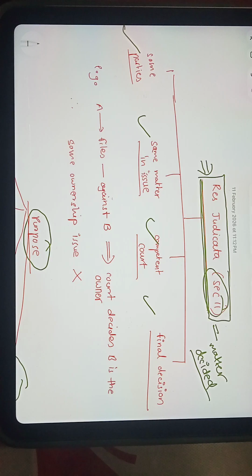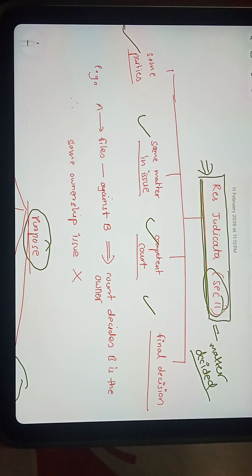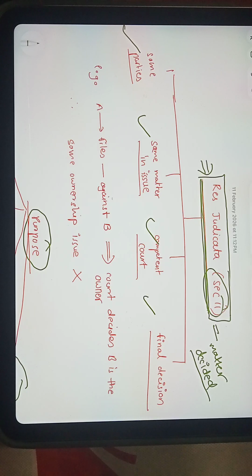Third, the decision given in the previous suit should be decided by a competent court. It simply means the court should have the legal authority to decide the matter. It should have that particular jurisdiction to decide the matter. And fourth, which is very important, the court should give the final decision about that matter. It should not be interim, it should not be temporary, but should be the final decision.